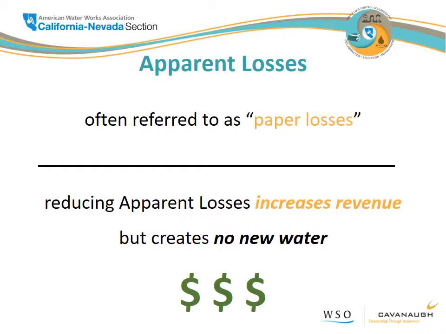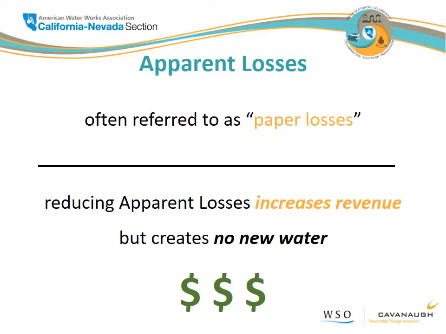Apparent losses are often referred to as paper losses because, again, the physical volume reaches a customer, but our mechanisms for tracking that water and our mechanisms for getting paid for that water break down in some respect. That's important because when it comes to solving apparent losses or reducing them, it's important to acknowledge that it's a question of money recovery and revenue recovery.